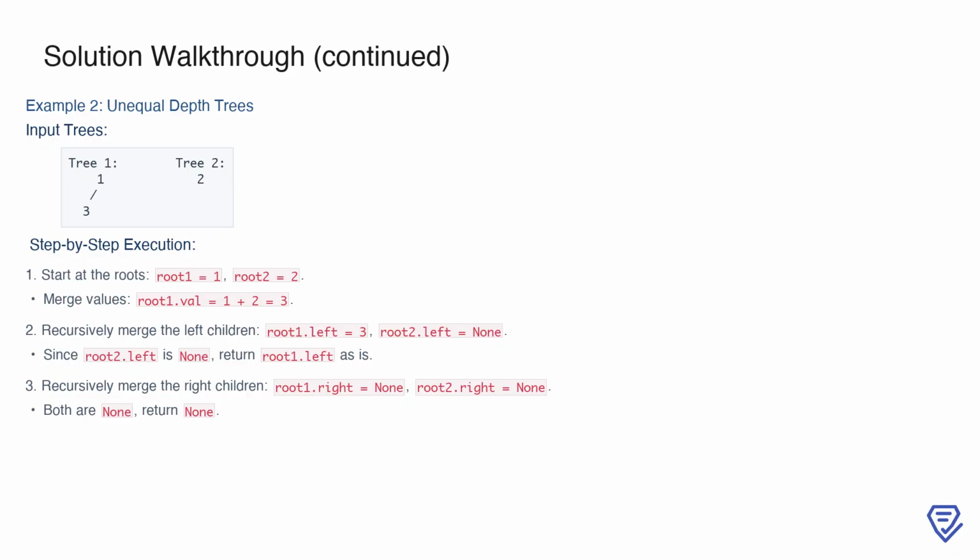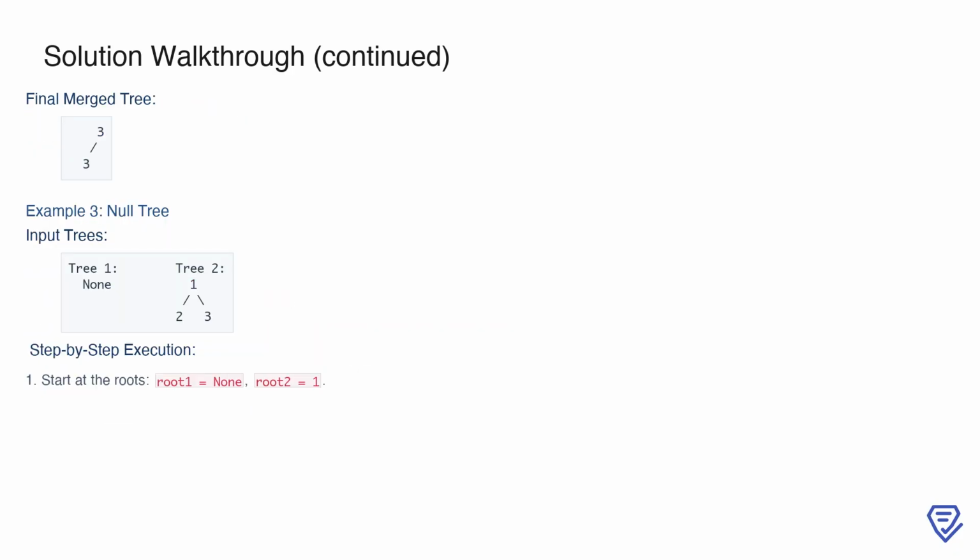The result is a tree with a root value of 3 and only a left child with a value of 3. Here, we see the final merged tree for the previous example, a simple structure with a root value of 3 and a left child value of 3.